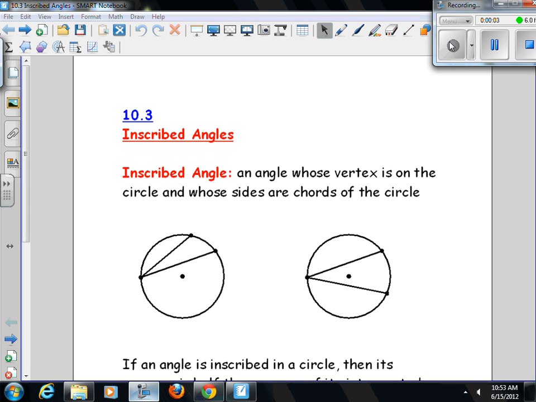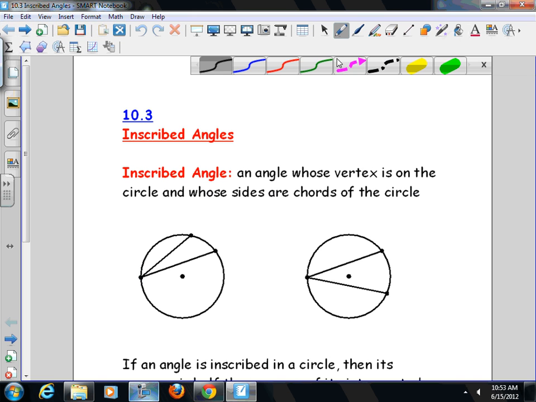The topic of this video is inscribed angles. An inscribed angle is an angle whose vertex is on the circle and whose sides are chords of the circle. So you can see here I've given you two illustrations. Here is an angle where the vertex is on the circle, the sides are the chords. Same thing over here to the right.